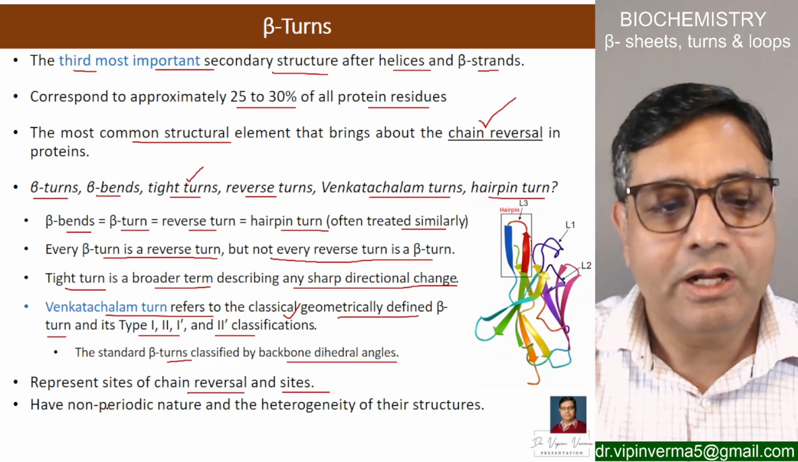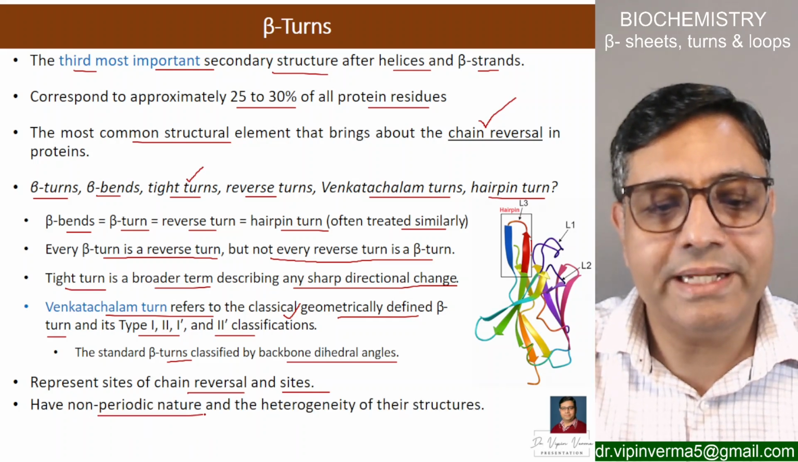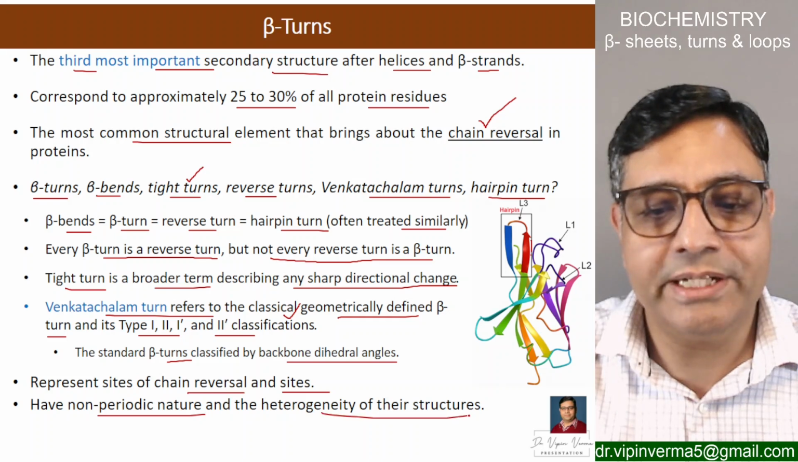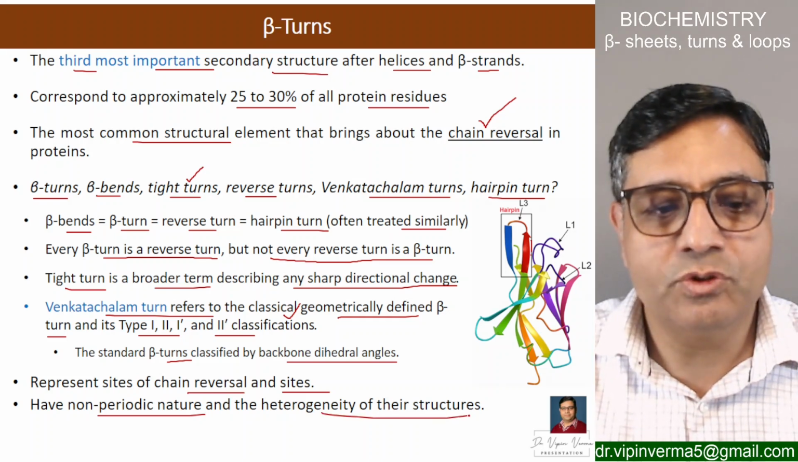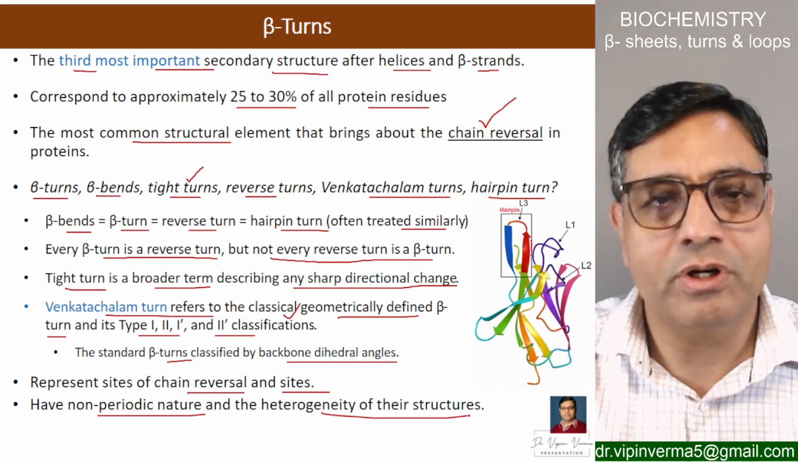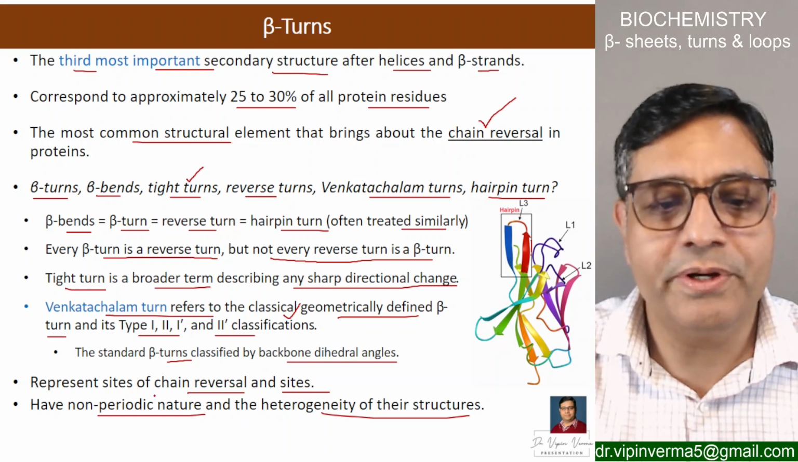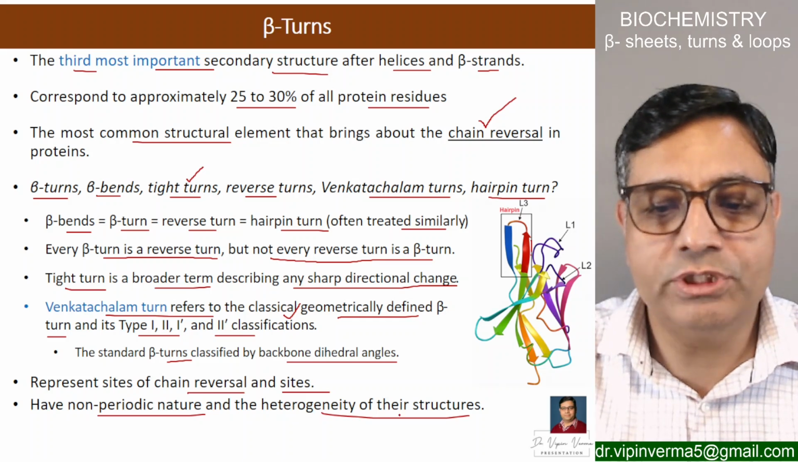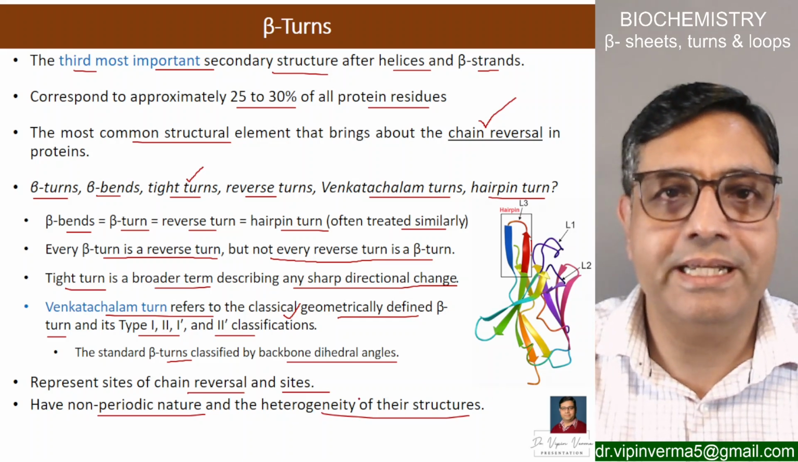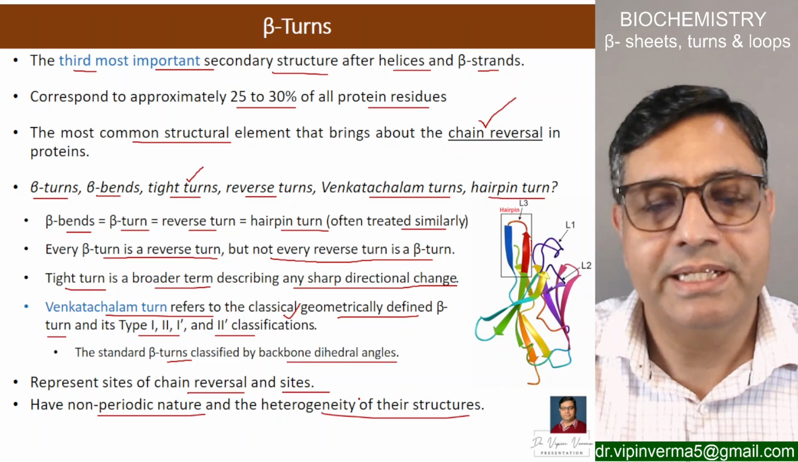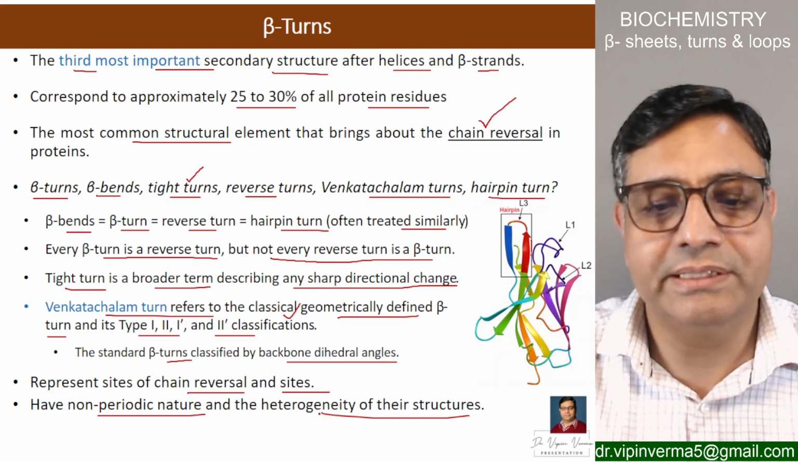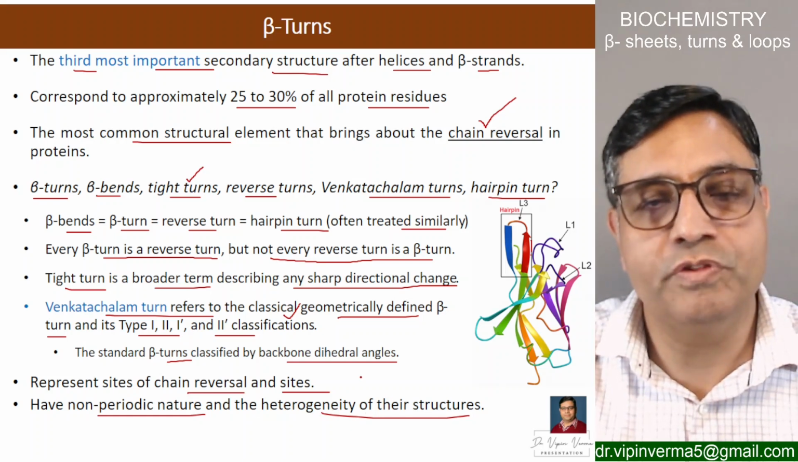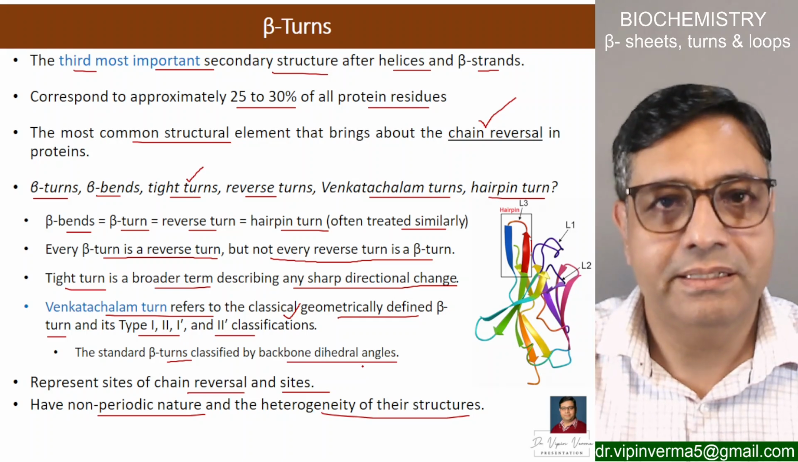Now they have a non-periodic nature and heterogeneity of their structures, because these are not repetitive. Not necessarily do they have one type, but they are different types. They are classified based on the different angles, and they have heterogeneity of their structures because of the different residues which make these turns.